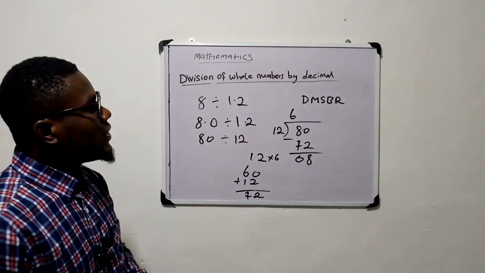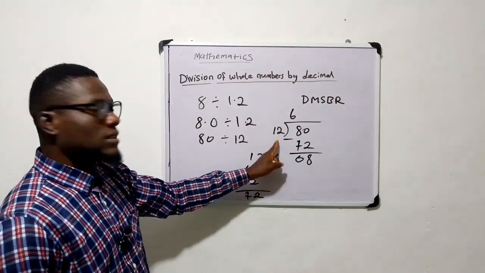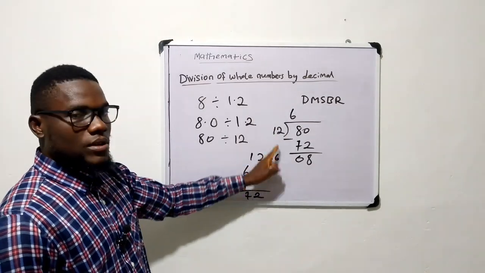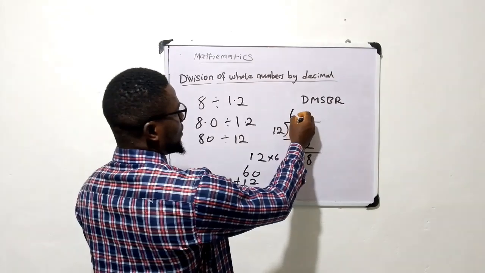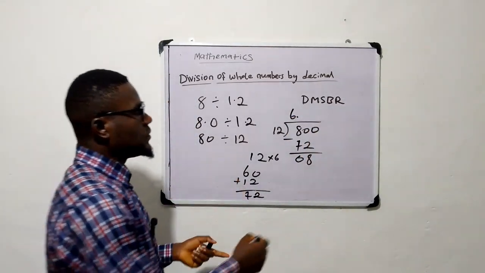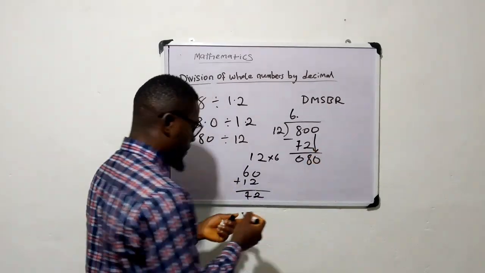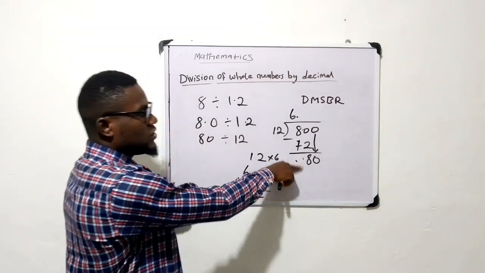So now we have 8 here, and we still have to divide it. But now 8 here is less than 12. So 8 cannot be divided by 12. So add the decimal point here and add 0 here. Then we bring down. So when we bring down 0 here, it becomes 80. If you calculate this, it doesn't change the value.